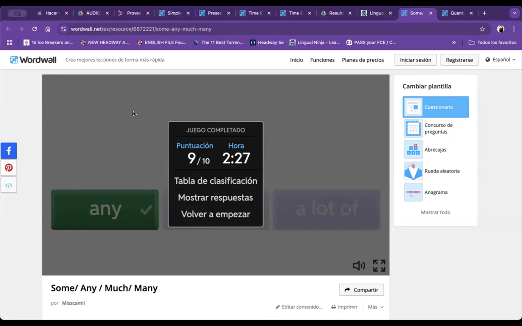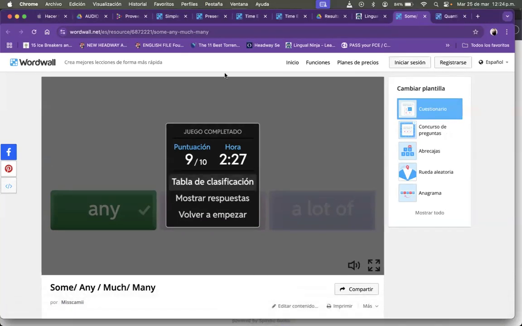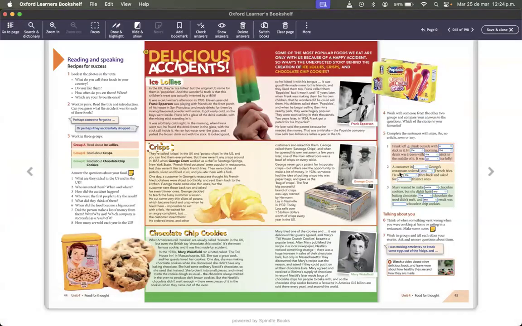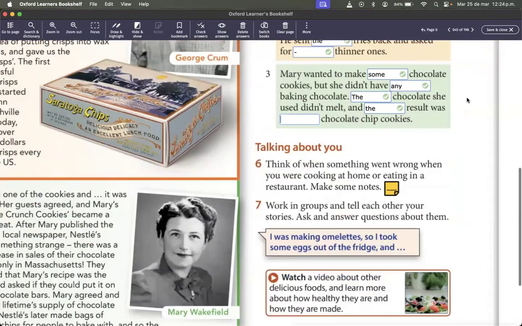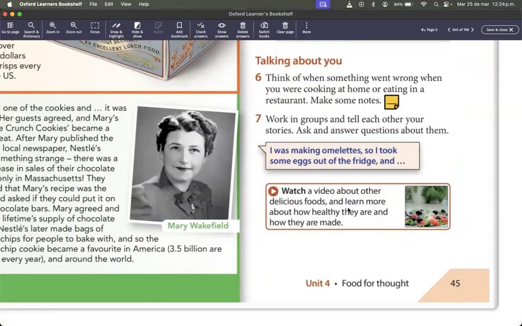Okay, so we go back to our book. We're going to open our book again. We're going to watch a video about delicious food. I hope you have already had your lunch. Espero que ya hayan tenido su lunch, because if not, you will be hungry.